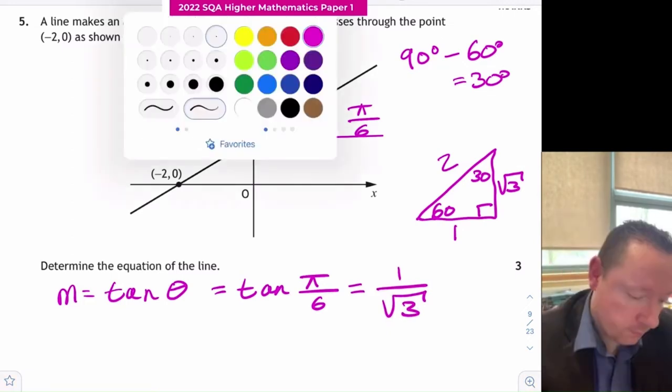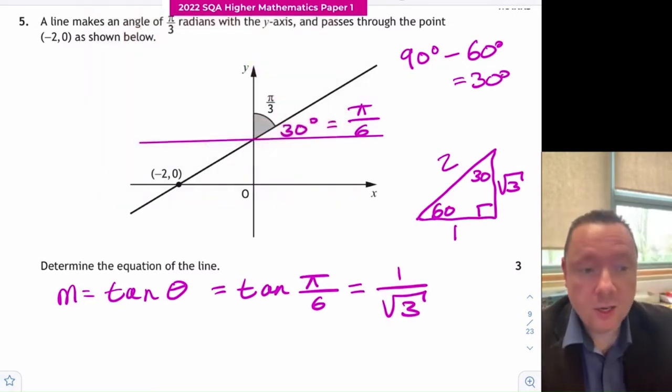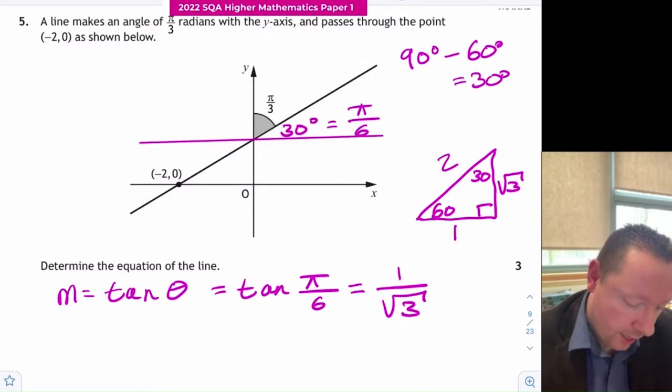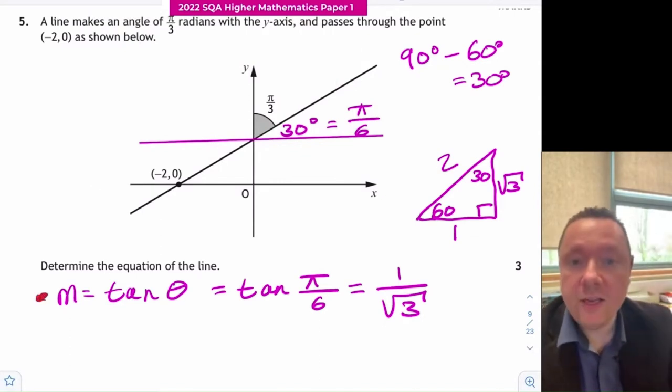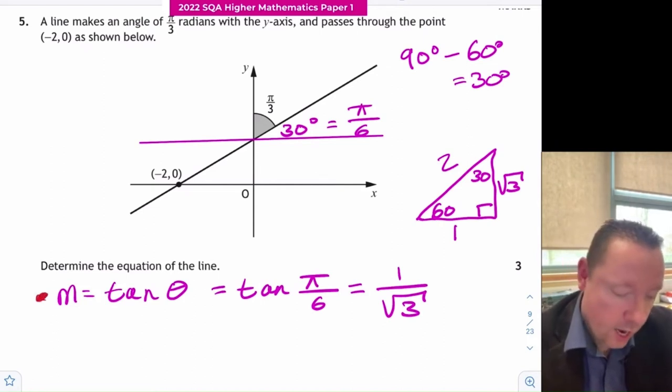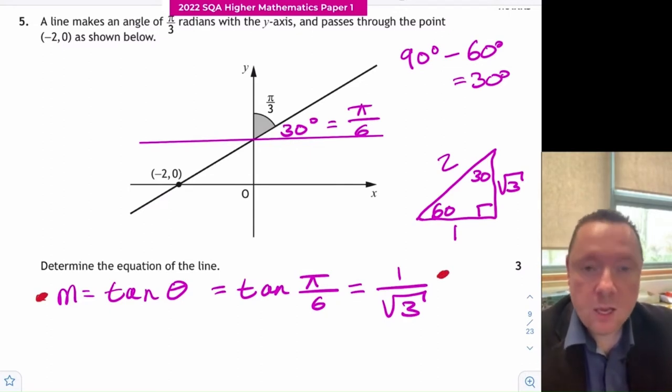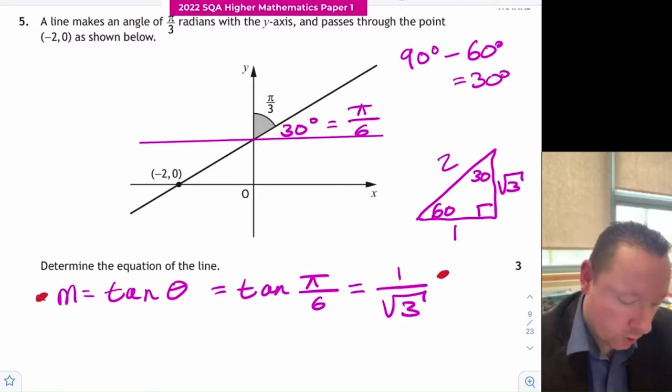Okay. First mark is for writing down that the gradient is equal to tan pi over 6, not just tan theta, we need to write tan pi over 6. And then our second mark for working out what tan pi over 6 is, which is 1 over the root 3. We now need to work out the equation of our straight line.